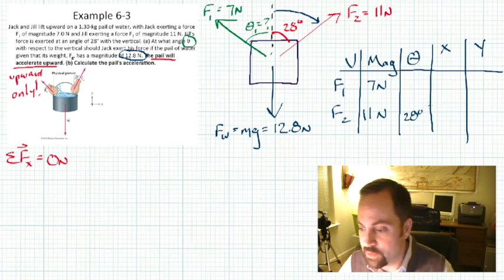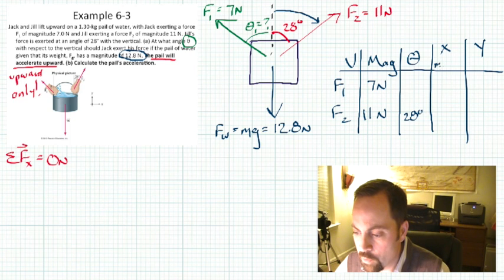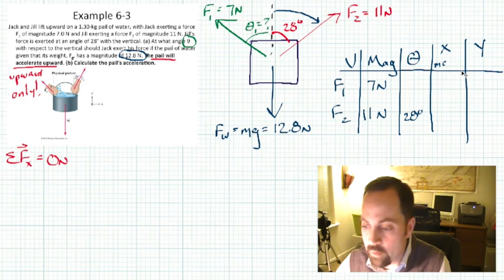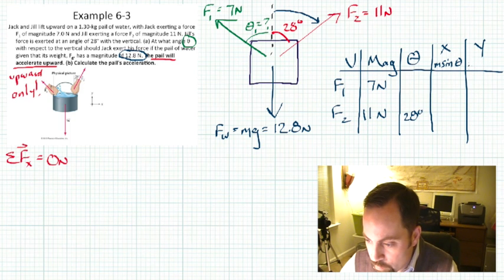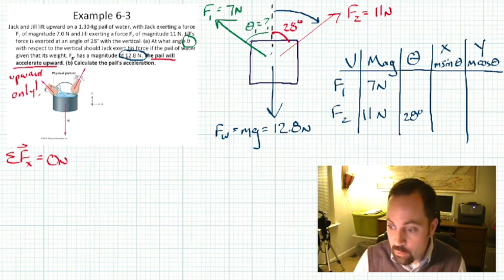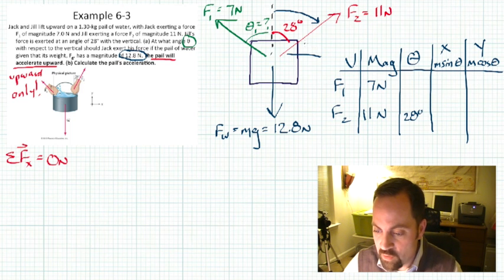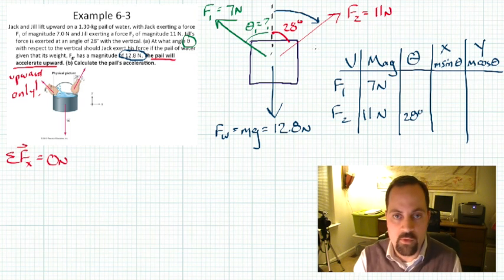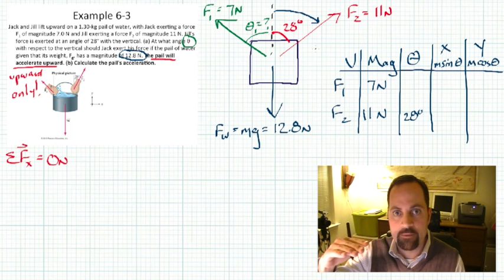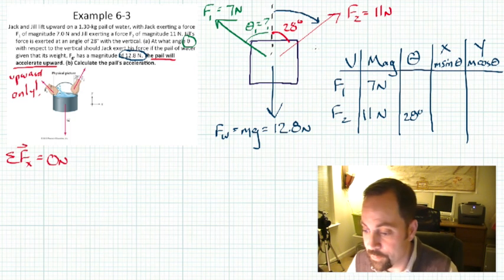So to find our x, it's usually magnitude cosine theta, but here it's going to be magnitude sine of theta, and our y is going to be magnitude cosine theta. Again, see why we're doing that? Because we're not measuring these angles from the horizontal. No, we're measuring from the vertical, and so that means our x is going to be found using the sine. Our y is going to be found using the cosine.